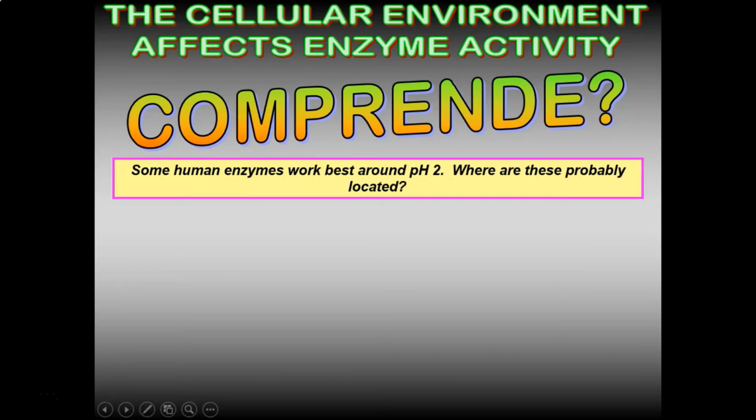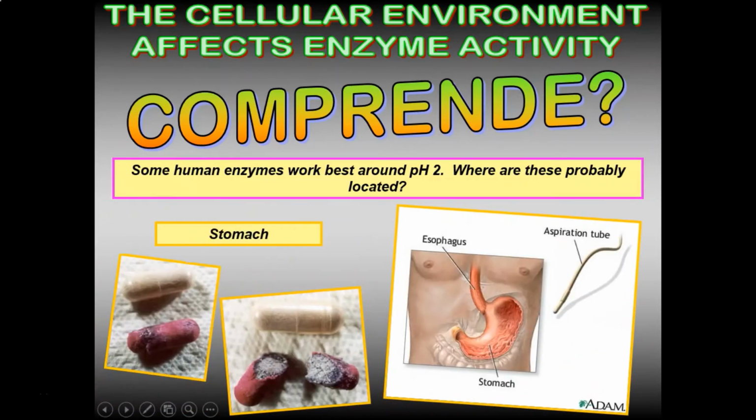Some human enzymes work best around pH 2. Where are they probably located? Well, low pH, probably in the stomach, right? Okay. All right.